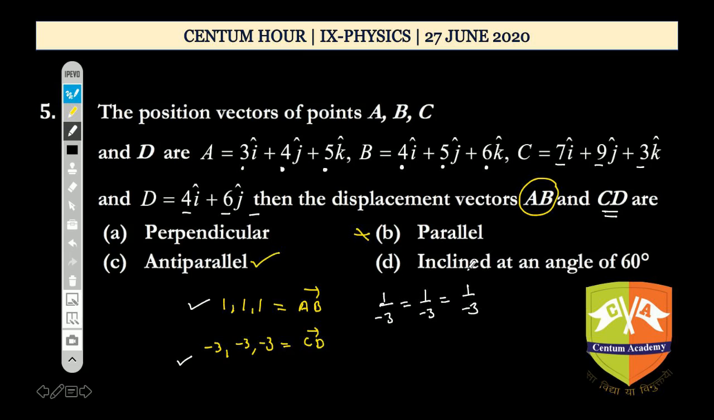So, if the top and the bottom ratios are not equal in sign, then it's anti-parallel, like opposite direction. Beta, if this would have been 3, 3, 3, then they are parallel, straight. Okay? Okay, got it.